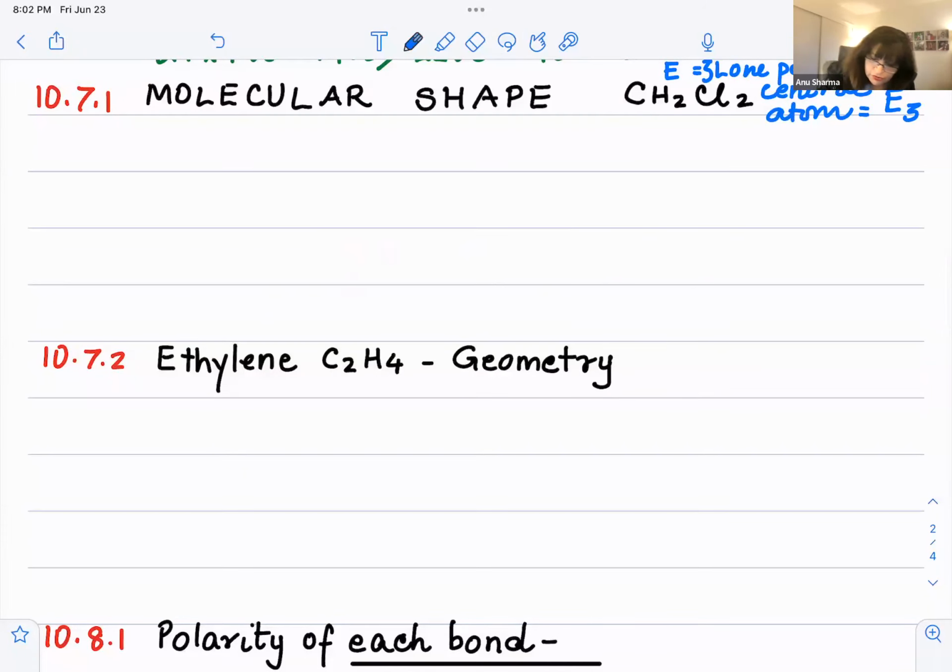Now here we have one carbon, one CH2Cl2. So here we have the same thing. Based on all that, now you get the process. Carbon is going to make 4 bonds, so carbon is in the middle.